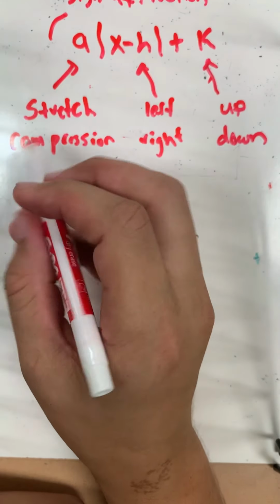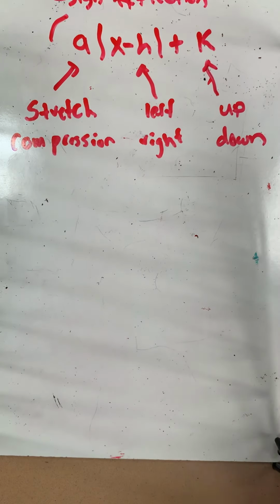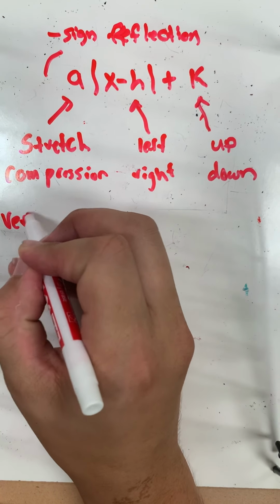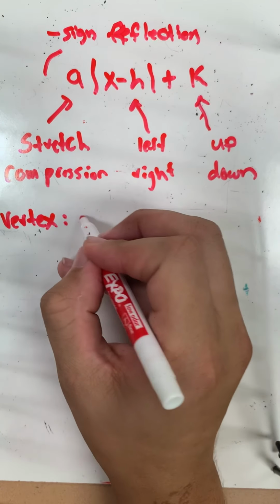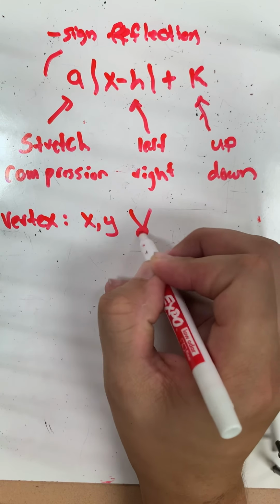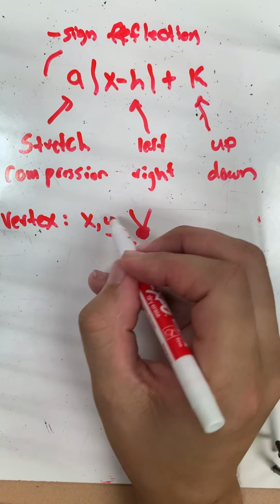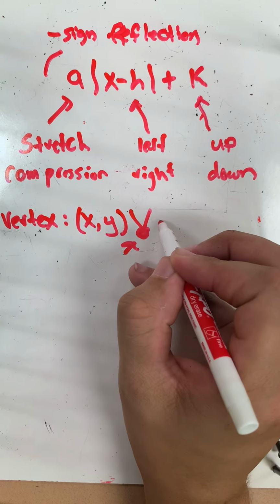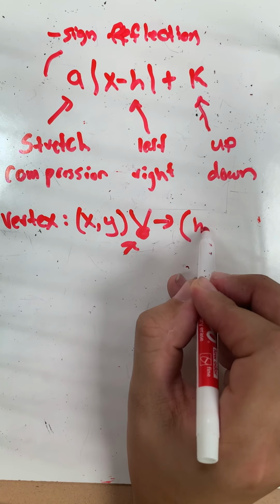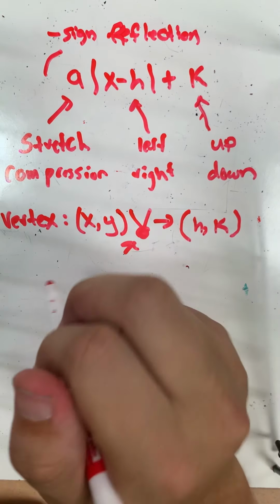So let's look at one last thing before we begin. We have to think about the vertex. Our vertex is going to be x comma y, and in our absolute value graph, which is a V, it is this point right here, the bottom of our V. Well, that x comma y is also labeled as our h comma k. So whatever our h and k are, that's our vertex.